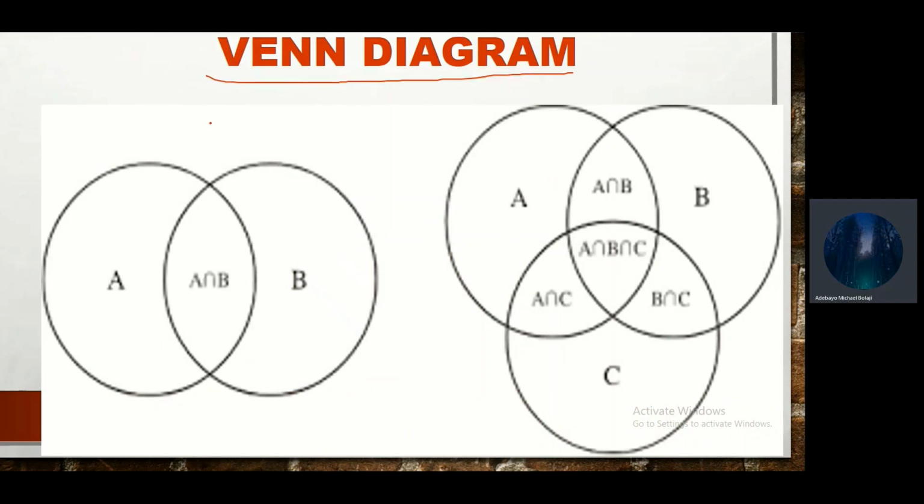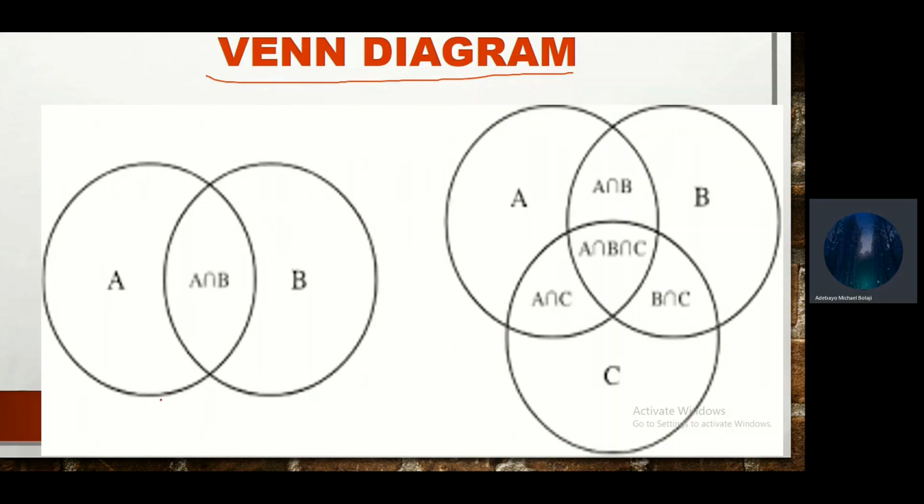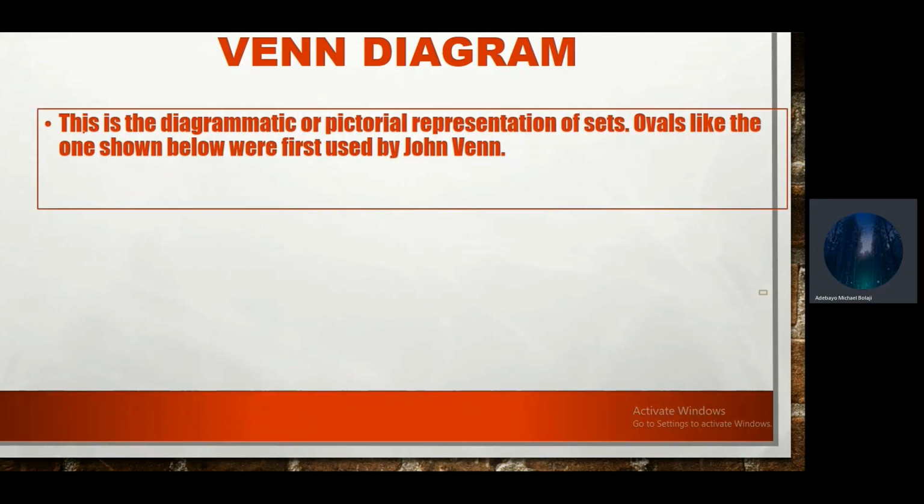The Venn diagram. Now let's look at the definition of the Venn diagram. But this is generally how the Venn diagram looks. This is a two Venn diagram, consisting of two oval shapes. This is a three Venn diagram, consisting of three oval shapes. Is that okay? Now, what is a Venn diagram? A Venn diagram is a diagrammatic or pictorial representation of sets. Ovals, like the ones shown below, were first used by John Venn. So John Venn is practically the inventor of the Venn diagram.